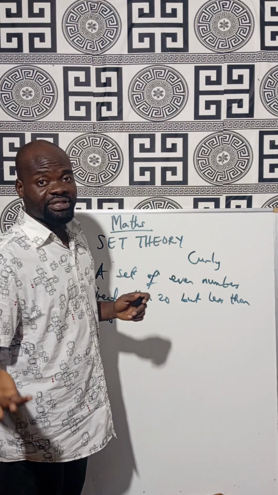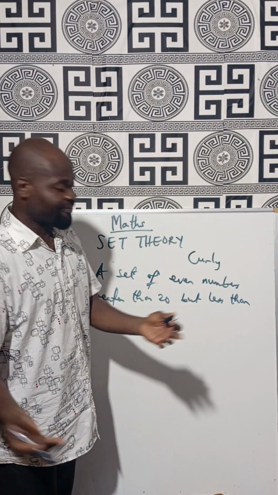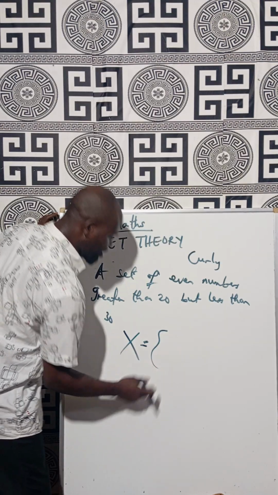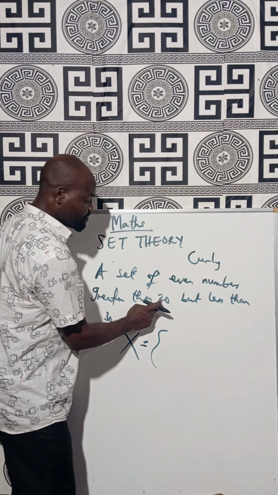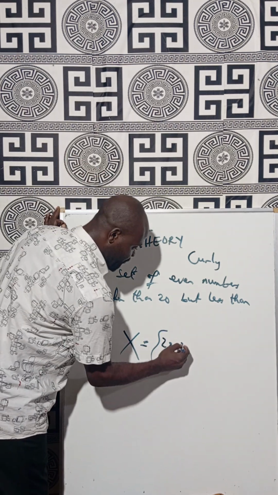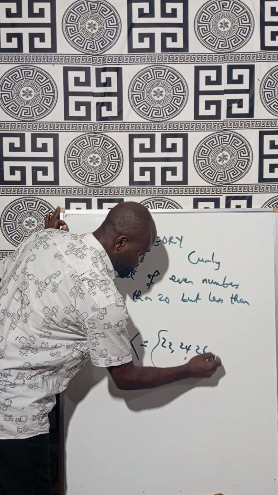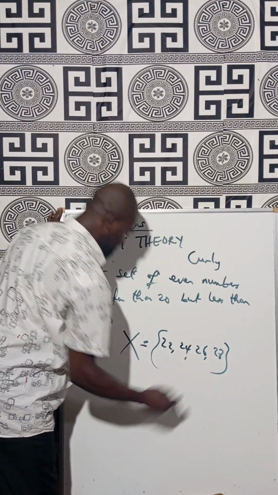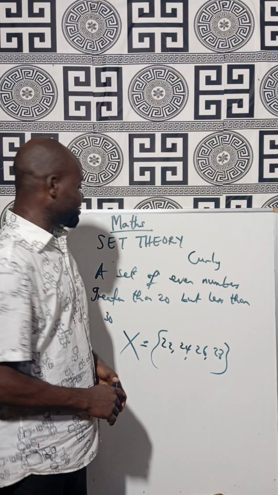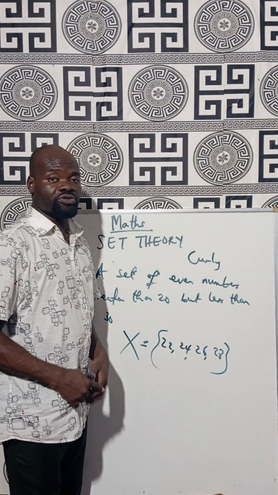So let me call the set X. You can use any letter. So let me say set X equals, okay, your curly bracket, you open it. So 20, no, you start with the next even number, 22. You understand? 24, 26, 28. You don't write 30. So this is a set of numbers. Note it. You understand? So that's the introduction to set.